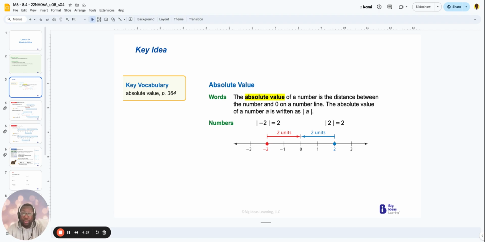So absolute value. Please make sure that this is in your notebook or it's locked in your brains. Absolute value is merely the distance between a number, an integer, and zero on the number line. We'll see it written as a number, we're using the variable a here, with those two straight lines. These are not parentheses. Parentheses are curved. Absolute value bars are straight. And so the absolute value of -2 is just 2 units, 2. And the absolute value of +2 is, again, 2 units because that's the distance from 0.